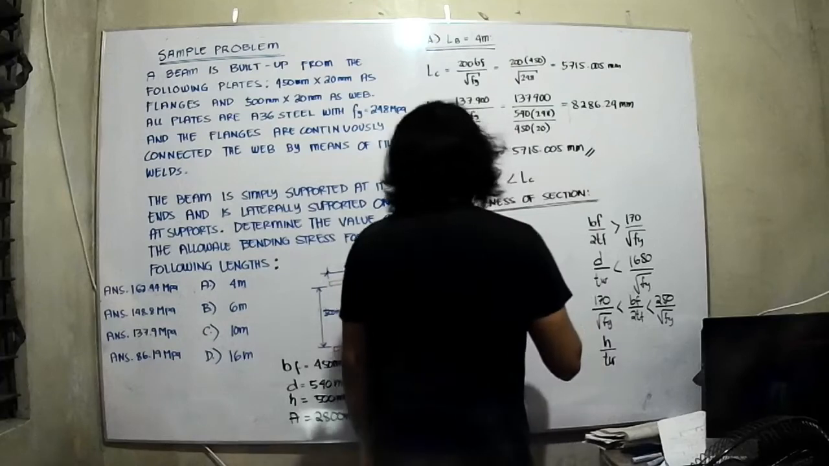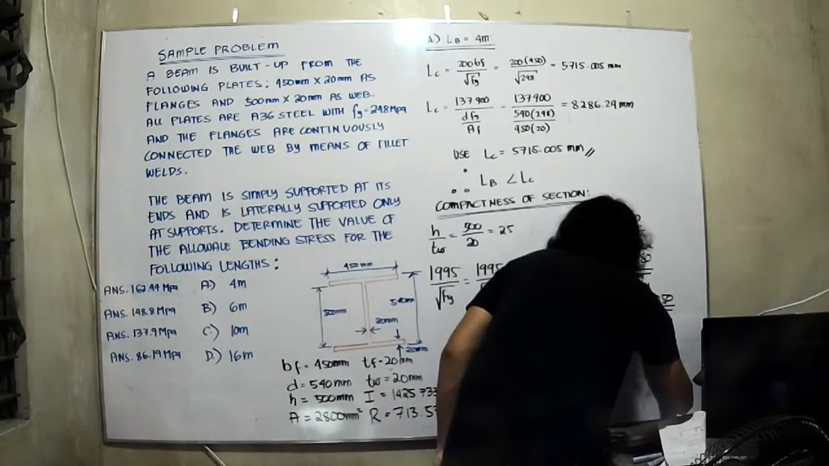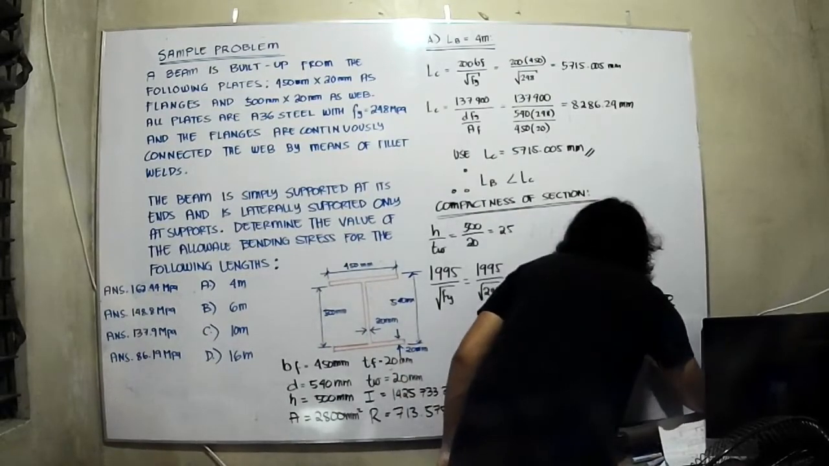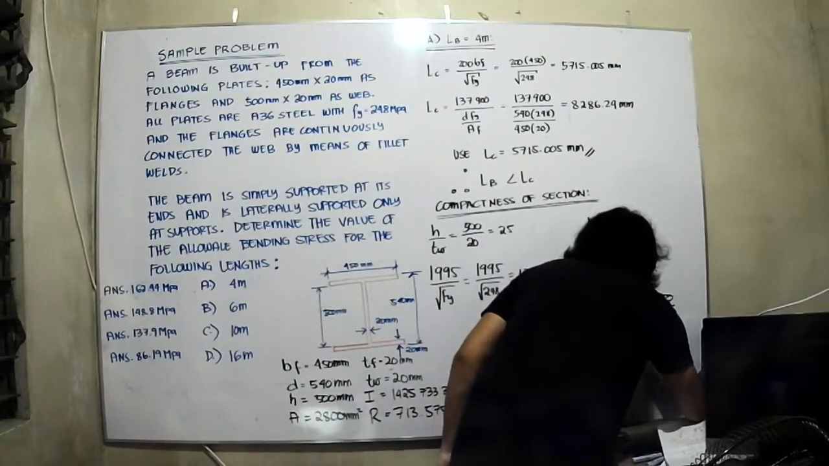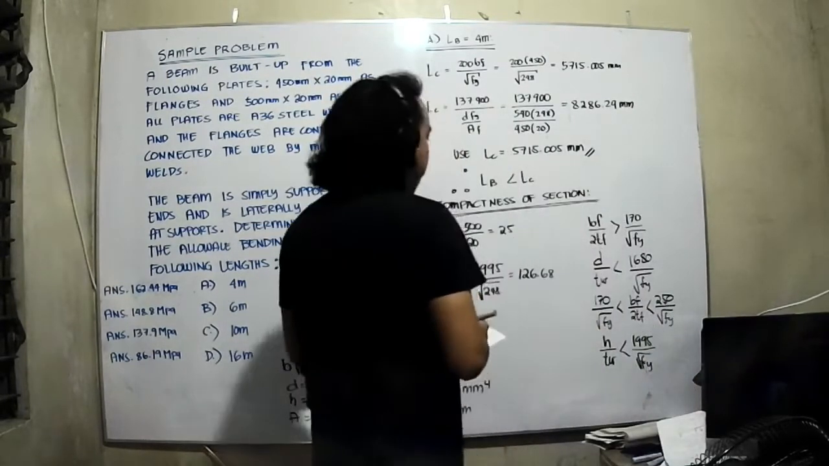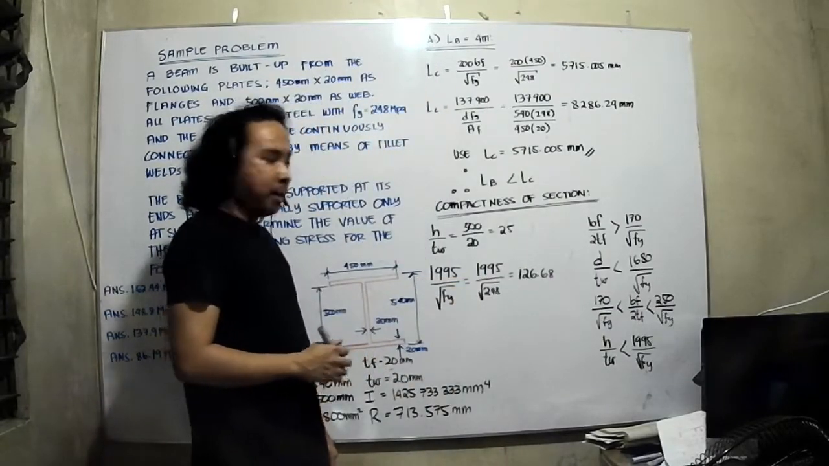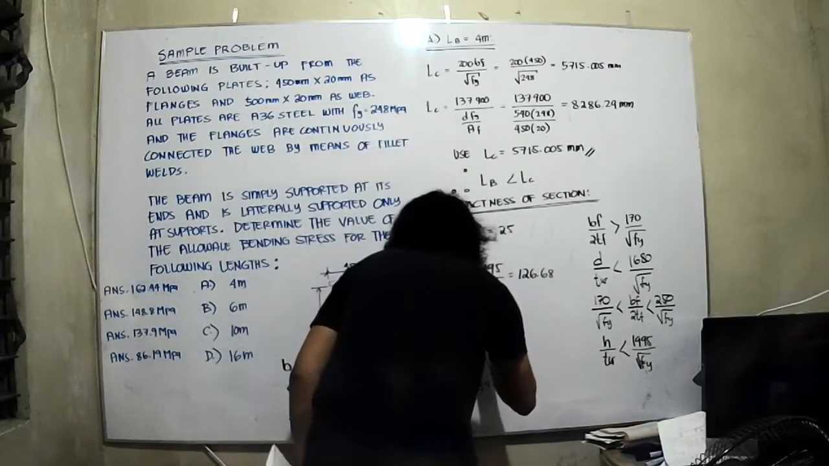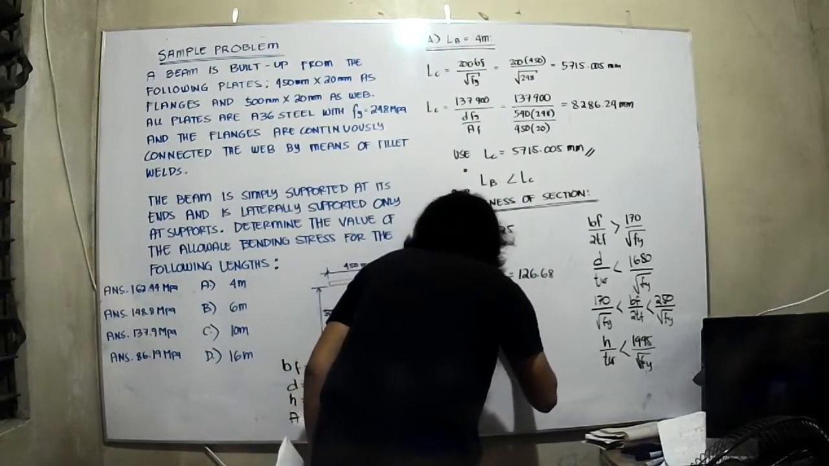So, ang last na description ani siya na pod kay this is H over TW is less than 1995 divided by square root of Fy. So, nakita nato nga naa na tay mga descriptions ani siya. Overall, our section is non-compact.